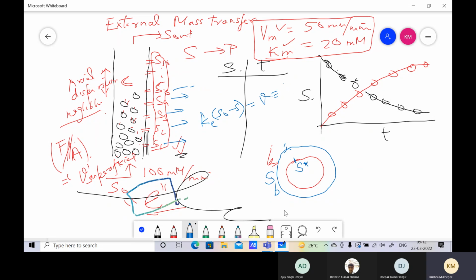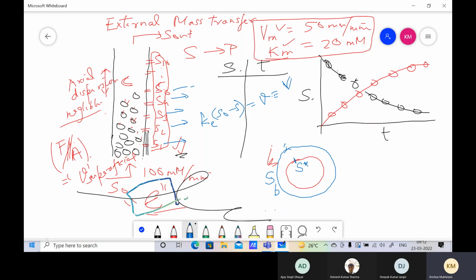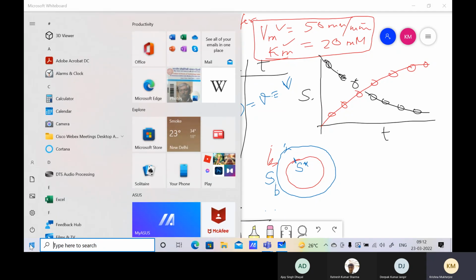Can I switch off the computer and join again? There's some problem here. Let me restart this laptop.